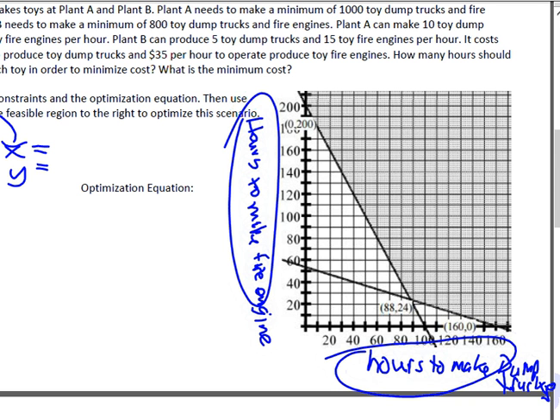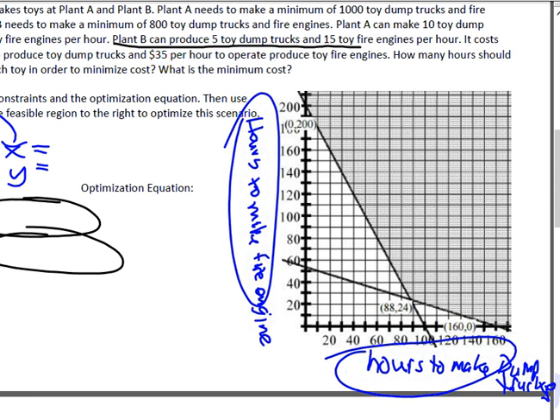Constraints. The little area of the worksheet that says constraints, that's where you're going to write your equations. Those equations come from these little statements up in here. And last, the optimization equation. We want to minimize our costs. That was the costs right here. It costs 30 per hour to make the dump trucks and 35 to make the fire engines. I know we're done very soon here. Sit down, please. And we are going to write the optimization equation, which will have the 35 and the 30 in it. That goes here.